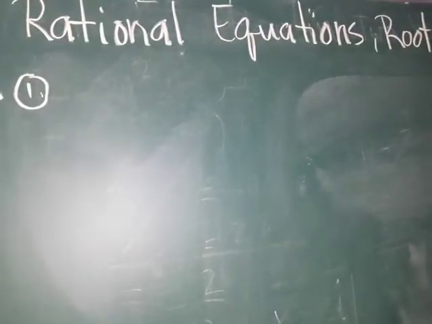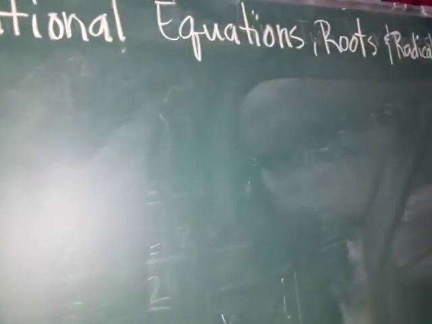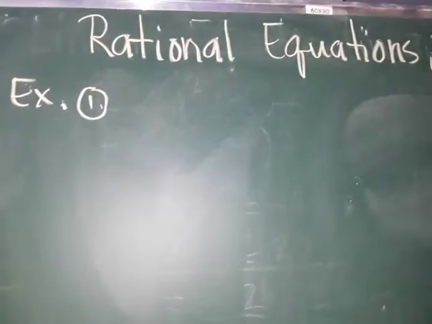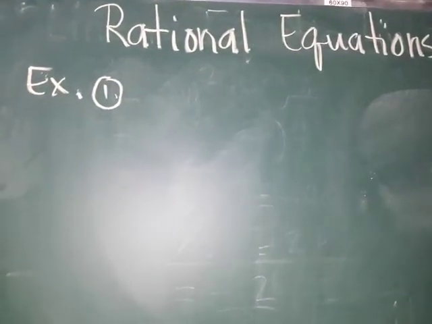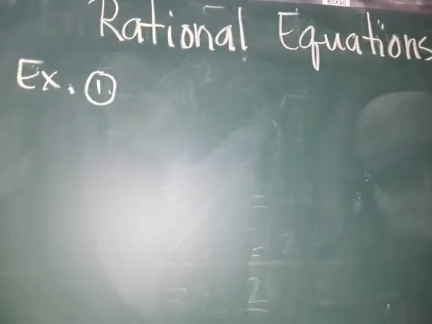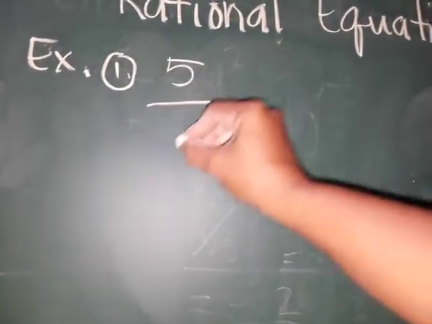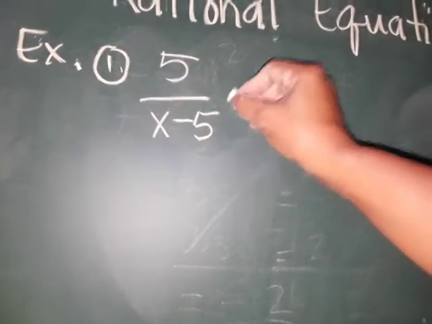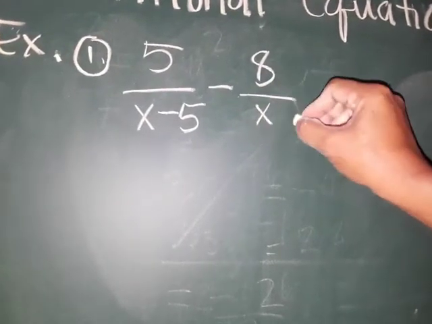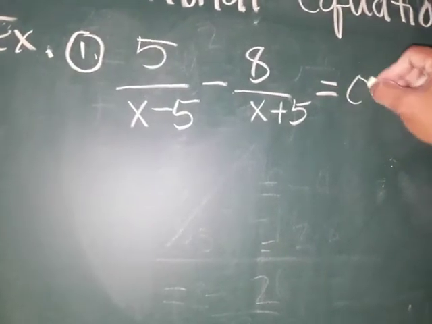Hello everyone! Our lesson for today is about rational equations, roots, and radicals. So we're going to discuss this with a few examples. First example, we're going to have a rational equation. So I'll give you an example: 5 over x minus 5 minus 8 over x plus 5 is equal to 0.